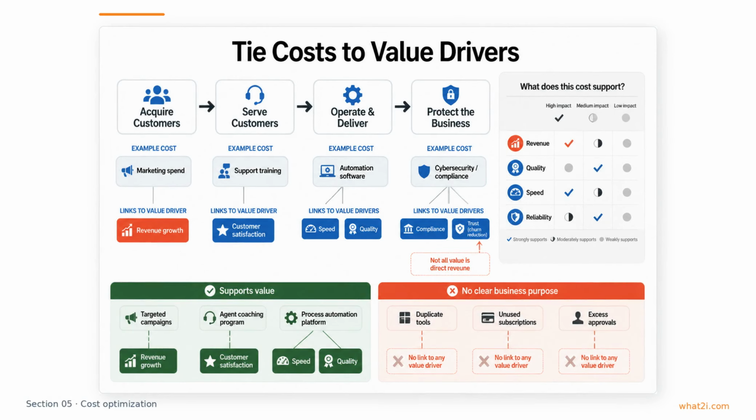The starting point is to connect costs to what they support. Map the major activities in the value chain, such as acquiring customers, serving them, operating the business, and protecting the enterprise.